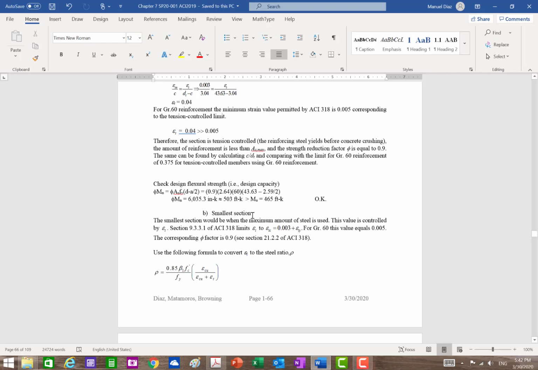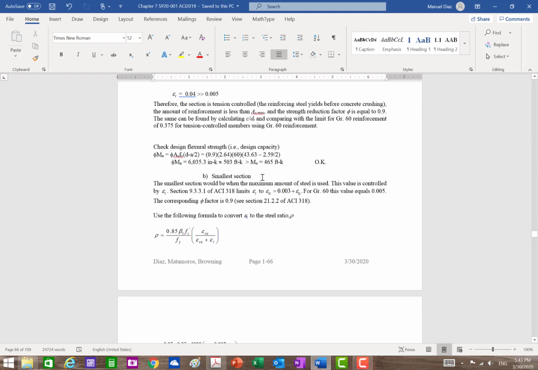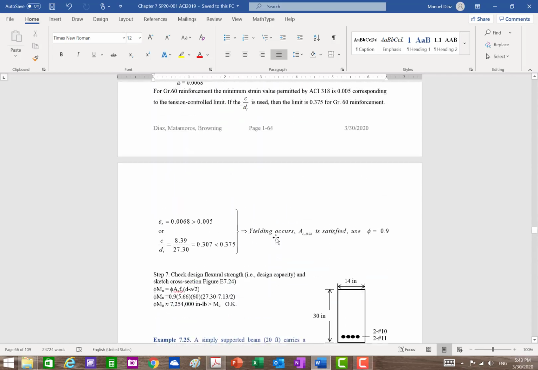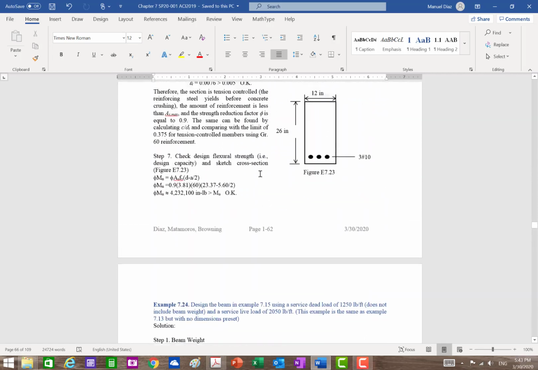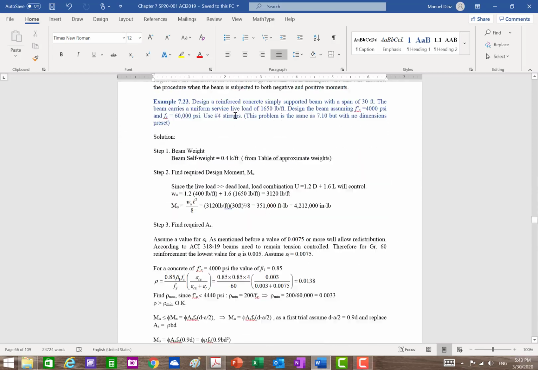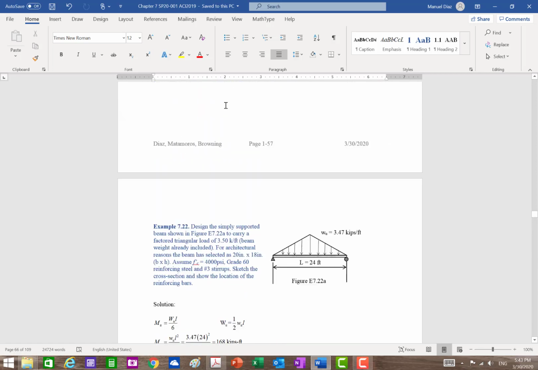Okay? Next one, they want to find the smallest section. Okay, now we are at the other spectrum. That means we're going to put A_s maximum, right? So how do I find the amount of steel for A_s maximum? So don't forget that A_s maximum is related to epsilon t, right? And so that's what you are going to find. And you're going to look for that epsilon t that corresponds to A_s maximum, right? And again, let me show you that graph one more time, because that's the important graph, right?